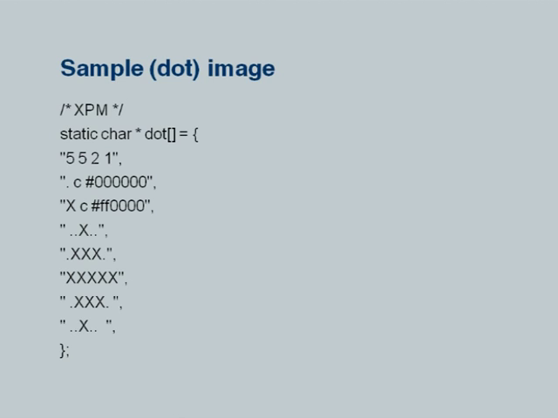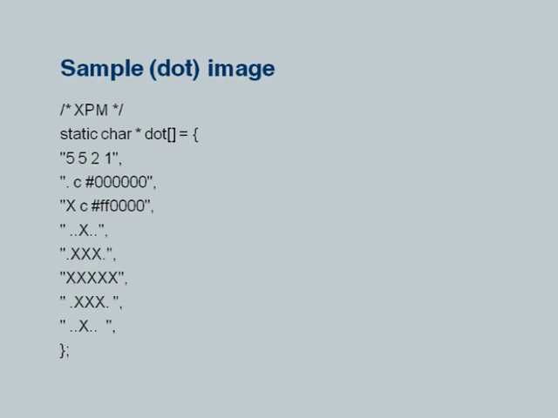This is followed by 5 rows of 5 pixels each. Notice what these pixels contain. Dot, dot, X, dot, dot. That means the first pixel color is black, the second is black, the third is red, the fourth is black, the fifth is black. This one has first black, next 3 red, 1 black. This one has all 5 red. This one has 1 black, 3 reds, 1 black. And this one has 2 blacks, 1 red, 2 blacks.